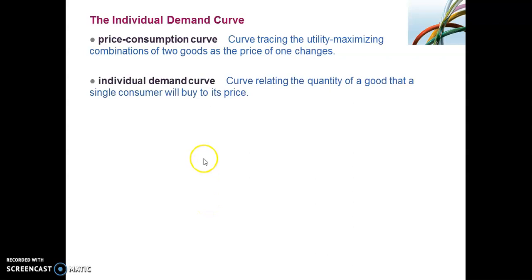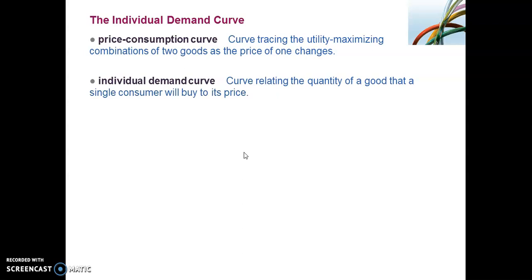Now, the price consumption curve, as we saw in the previous slide, is a curve that traces the utility maximizing combinations of the two goods as the price of one good changes. So in our example, we saw the utility maximizing combinations of food and clothing as the change in the price of food occurred. And the points that got traced out were A, B, and D. So that reflected your price consumption curve. And your individual demand curve is a curve that relates the quantity of a good that a single consumer will buy to its price, that you're familiar with from ECO231.